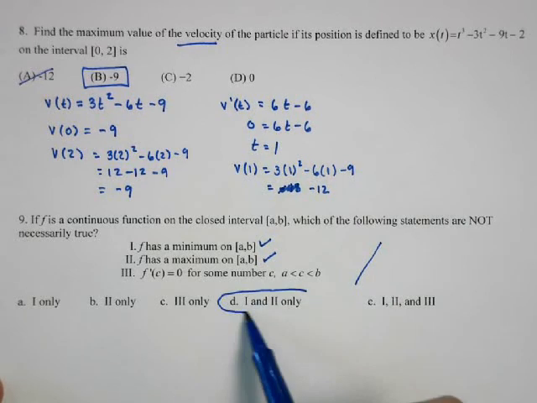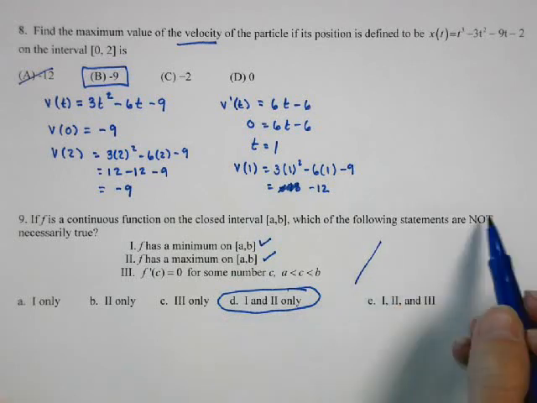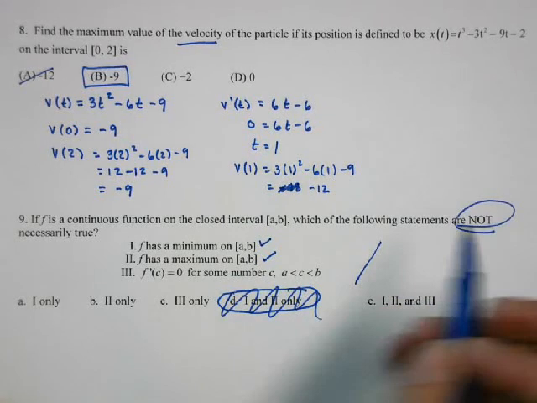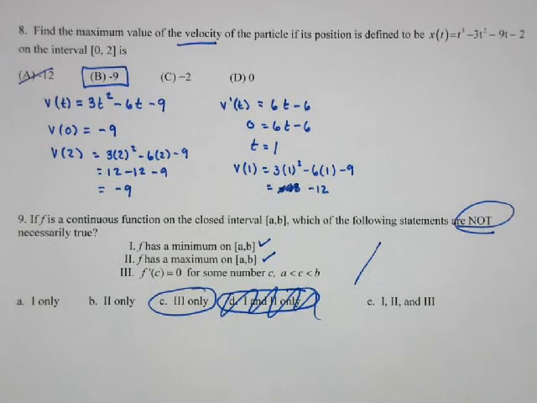So 1 and 2 are those are the ones that are true. Not true is 3. So careful reading. 3 is not true. 1 and 2 are. So that is the extreme value theorem.